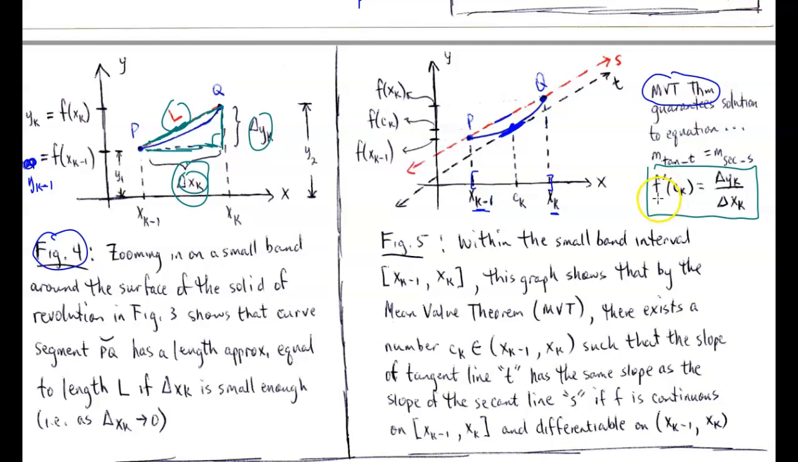So here I know that the derivative, or let's say the slope of the tangent line at x equals c sub k, is going to be the same as the slope of the secant line. Okay, and using this will help us rewrite the formula that we're going to have for the surface area of this small band in terms of just the function f of x and delta x sub k. Okay, so let's go ahead and move on now and build this formula.